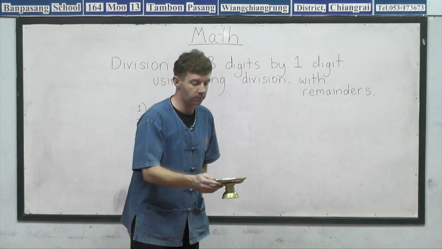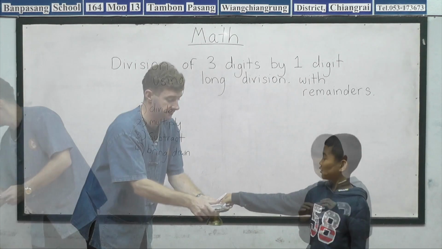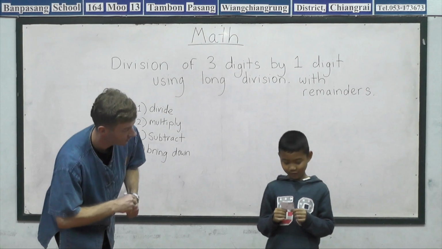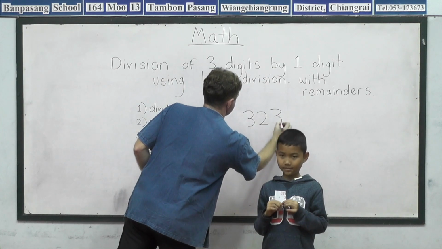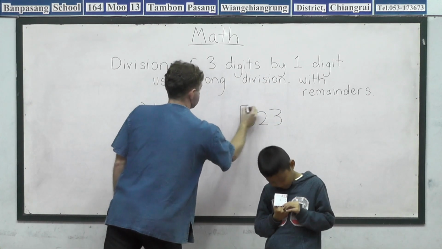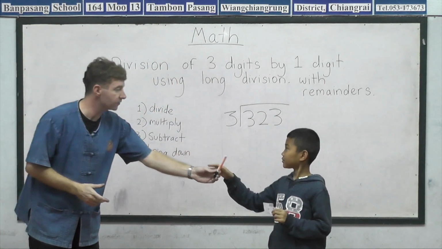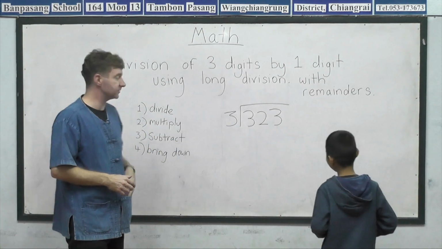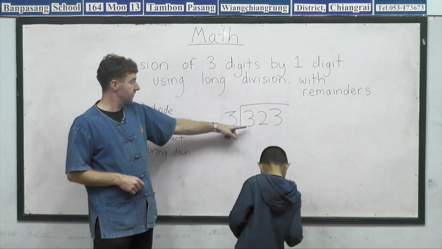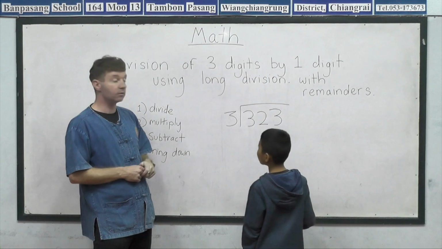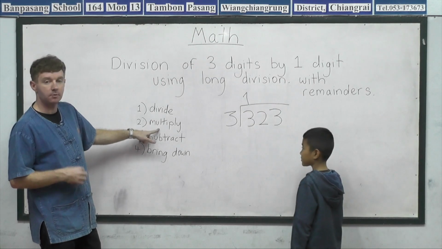And you can choose your problem and you can show it to your friends. So can you show your friends? 323 divided by 3. 323 divided by 3. Okay, Bangpon, over to you. So let's work together. Step number 1, divide. 3 divided by 3 equals 1. Excellent. Now we're ready for step number 2.